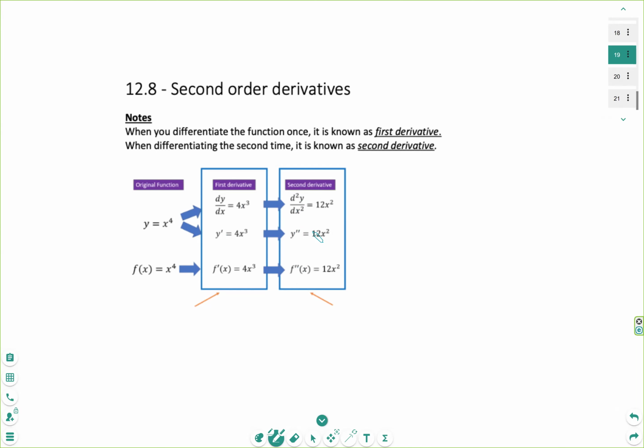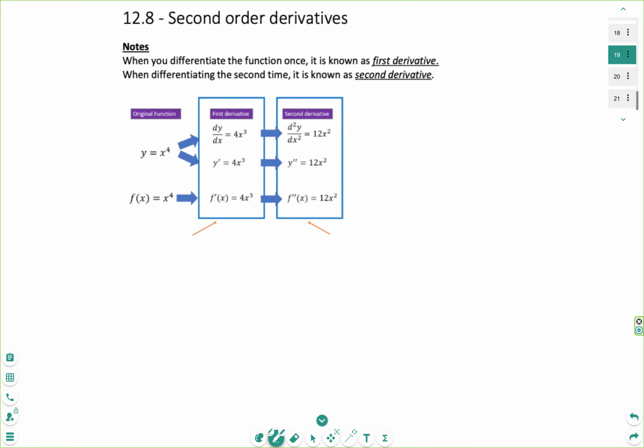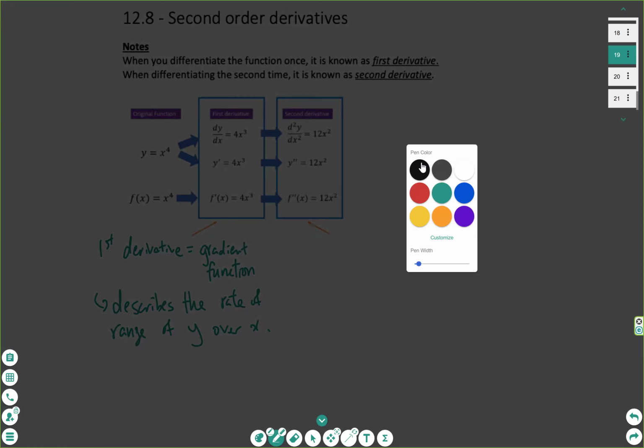So I want to explain what it means, what's the meaning behind the first derivative and second derivative. The first derivative is the gradient function. We talked about this before: the first derivative helps you work out the gradient function. It describes the rate of change of y over x. What about the second derivative?